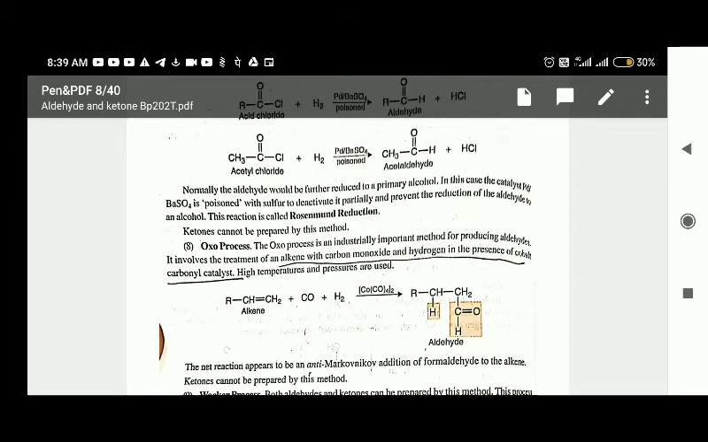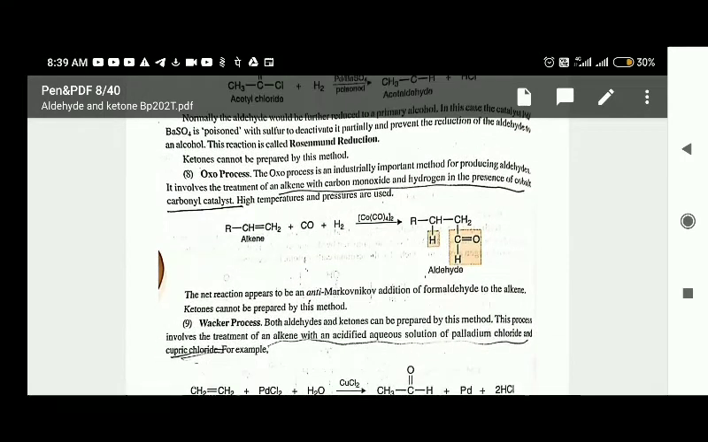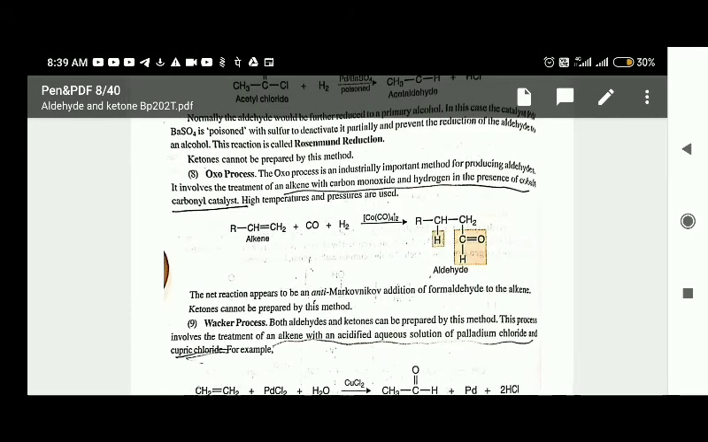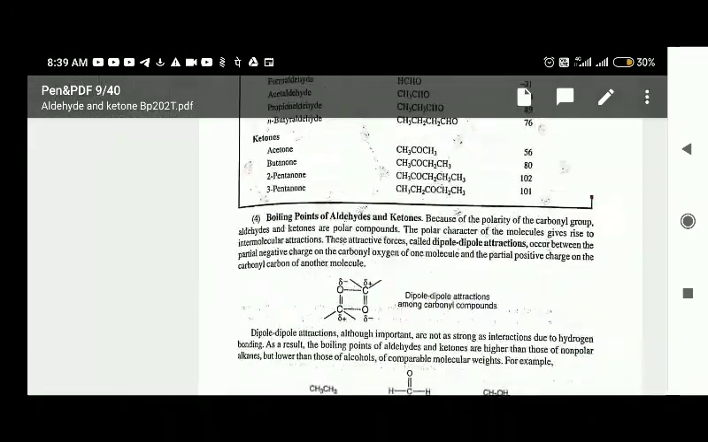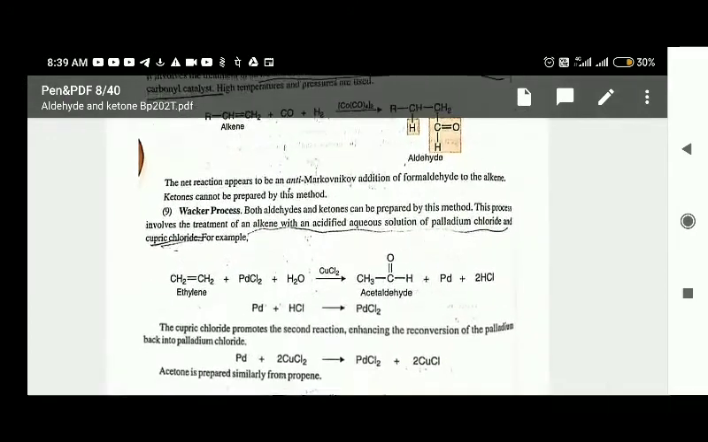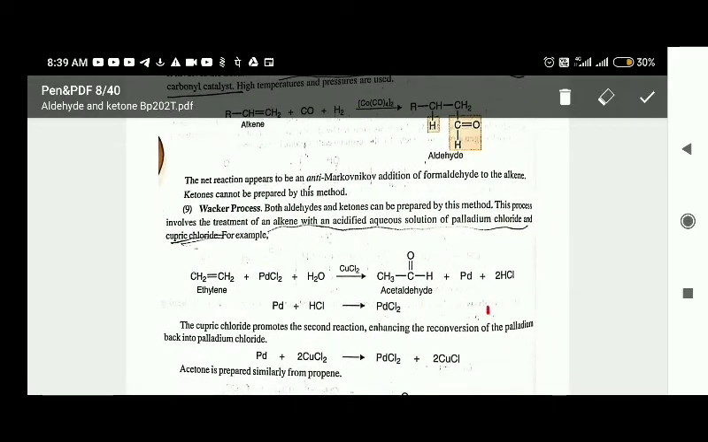Okay, next is your Oxo process. Oxo process is alkene upon carbonylation reaction, it is going to give you the aldehyde. So this is one important thing.